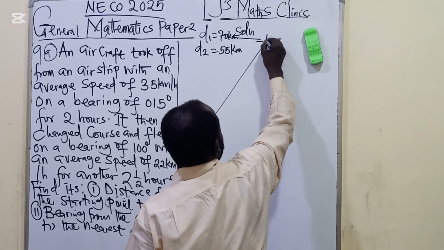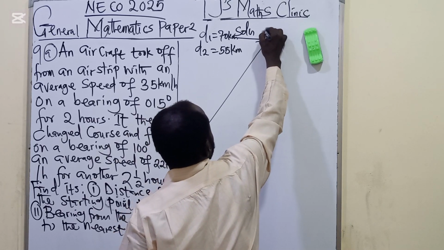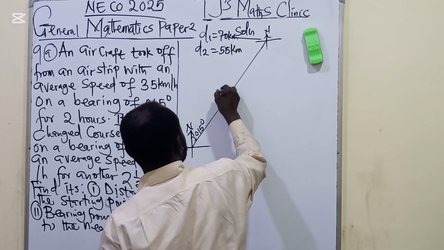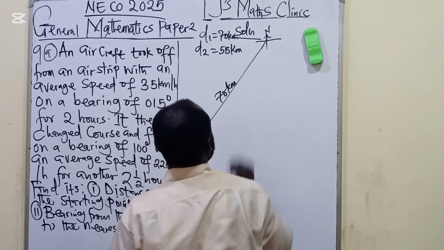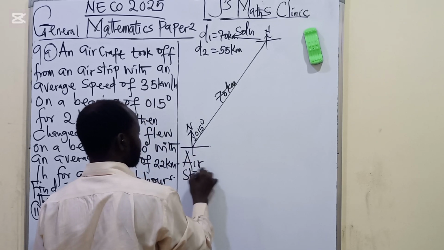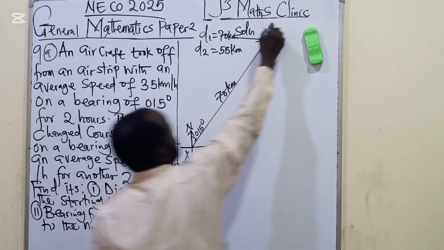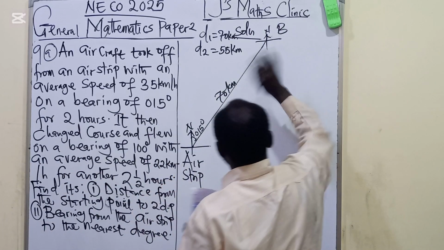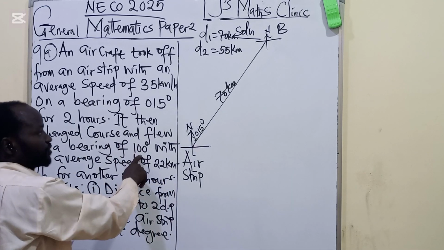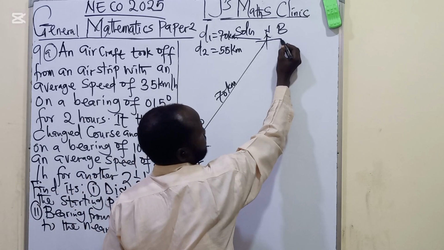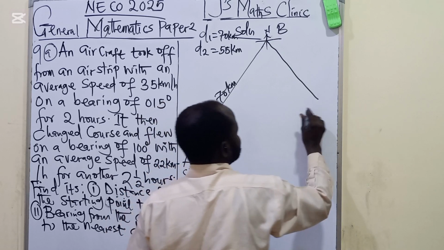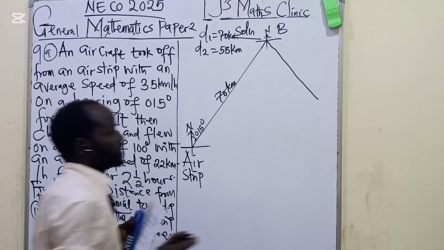And then we have another cardinal point here. We have the North Pole. Of course, this will not be 015 degrees, and this is 70 kilometers. This is now the airstrip. Let it be A for airstrip. Let's leave it like this. Then let this point be B. This is the movement now. Then it changed the course and flew on a bearing of 100 degrees. From this North Pole to east is 90, so 100 degrees will fall here. And this is 55, so it will be shorter than 70 kilometers.